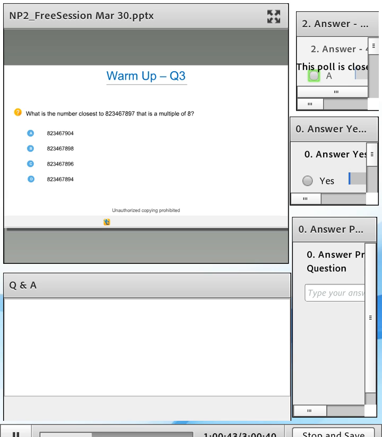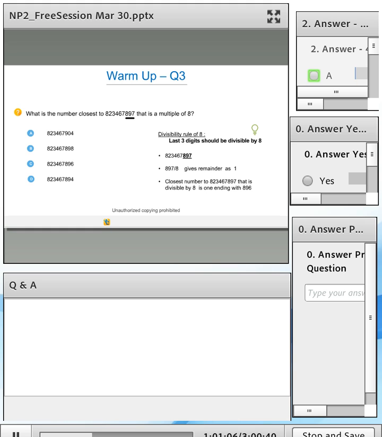So this one is a fairly easy question. So again, divisibility rule of 8. Last 3 digits should be divisible by 8. Now, what you see over here is that you need the number closest to this number that is a multiple of 8. So now all you have to do is divide this by 8 and see what the remainder is. It gives the remainder as 1. So the closest number that will be divisible by 8 is the one ending with 896. You essentially subtract 1 from 897 and you get the answer as 896. Okay, so relatively straightforward question.